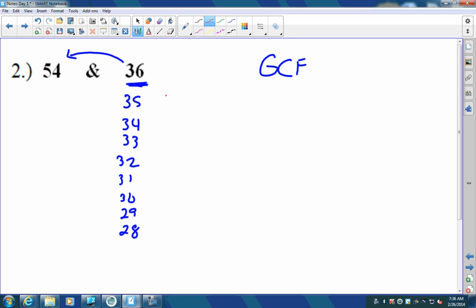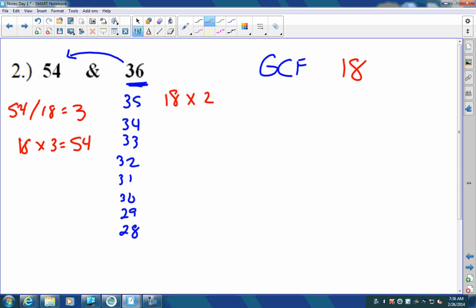does 18? Take 36 divided by 18. What does that give you? So 18 times 2 gives me 36. Well, let's see, what's 54 divided by 18? Does that give you an even number? Is it 3? Okay, so 18 times 3 is 54. So what is the GCF? 18 goes into both of them.